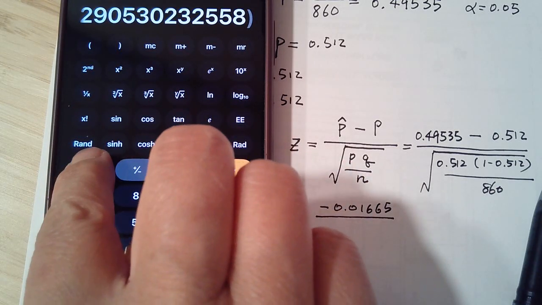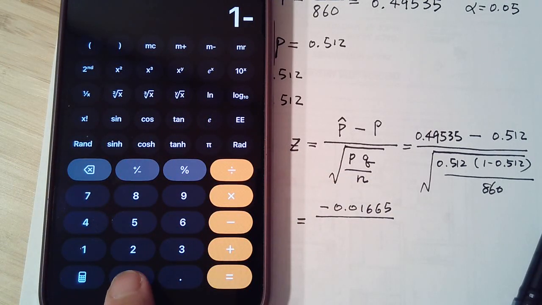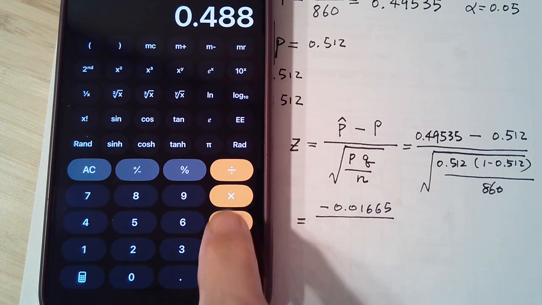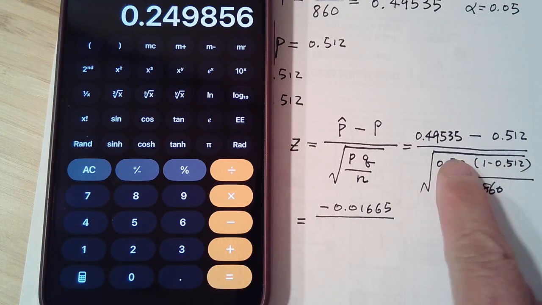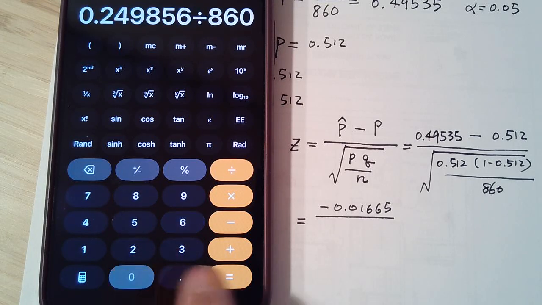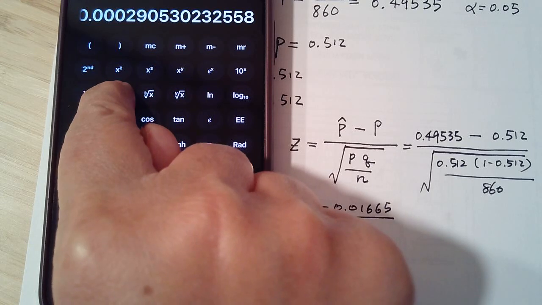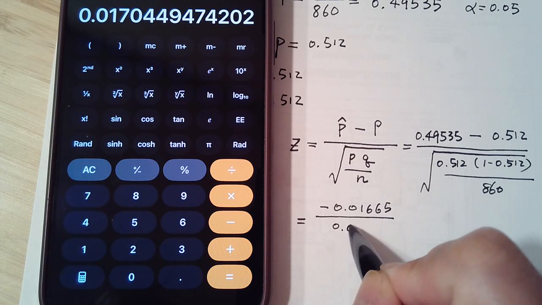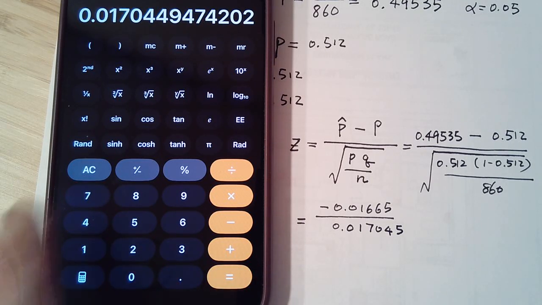How should I do that? I'm sorry, let me just do that again. So 1 minus 0.512 is 0.488. Instead of writing down the number, I just go ahead and multiply by 0.512. Then I divide it by 860, that's the denominator here, and then I take the square root of it. This time I'm very careful. So the denominator is 0.017045. I think I just write it as accurate as possible.